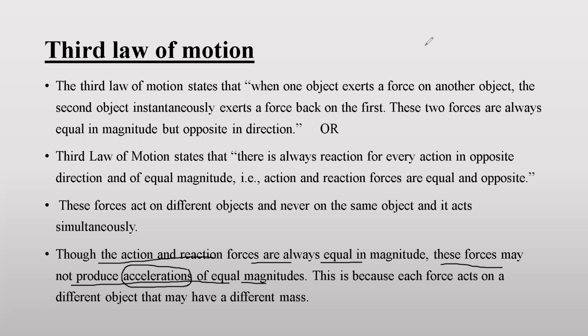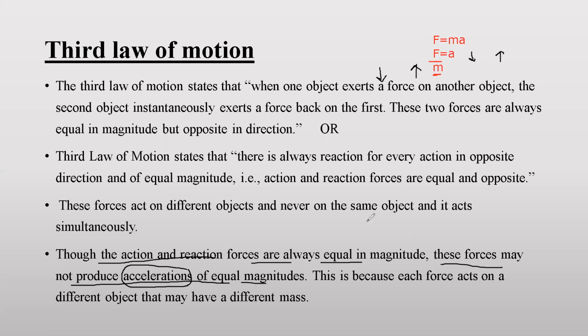We know that the formula we got from the second law was F equals ma, right? That can also be written as A equals F upon m. And from here we can see that m and A are inversely proportional. So for a body having more mass, the acceleration would be less, and if a body is having less mass, the acceleration would be more.